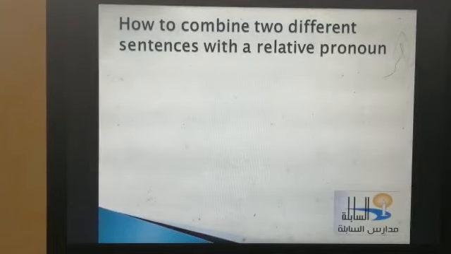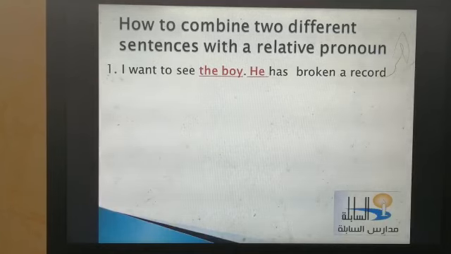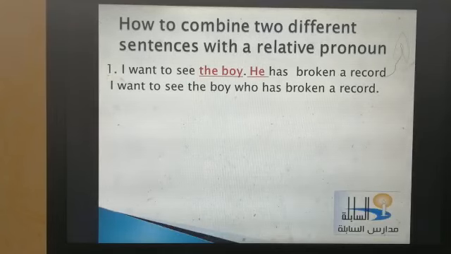How to combine two different sentences with a relative pronoun. So here in this exercise we are trying to combine two different sentences by using a relative pronoun. I want to see the boy. He has a broken record. Before we answer, just try to pause this video and try to answer in your notebook. Then you can check your answers. Let's see the answer. I want to see the boy who has a broken record.